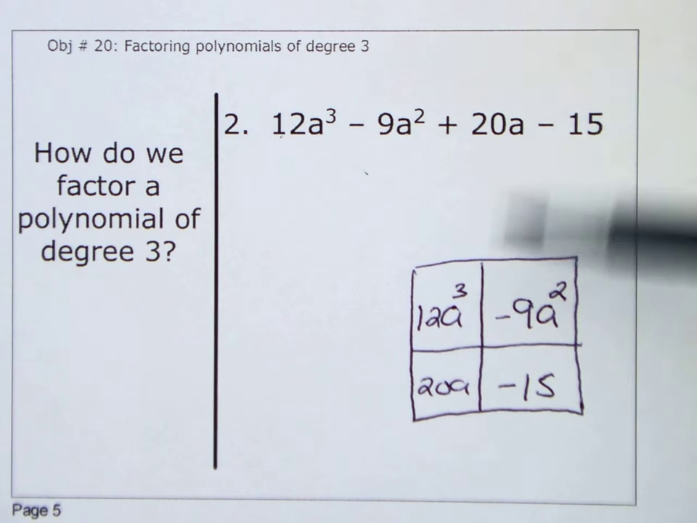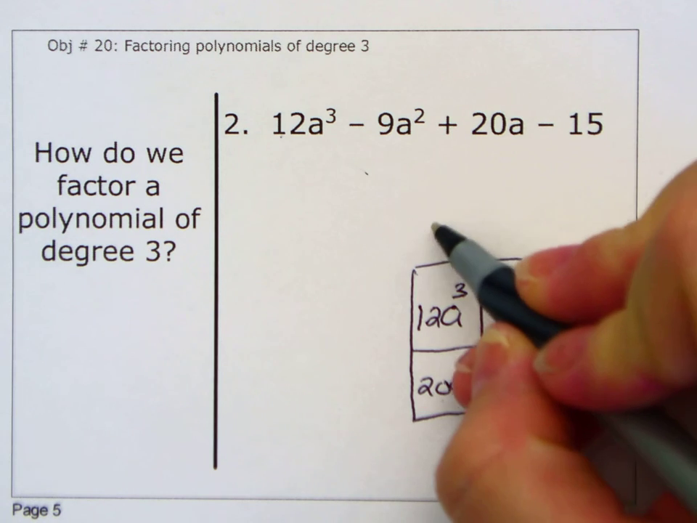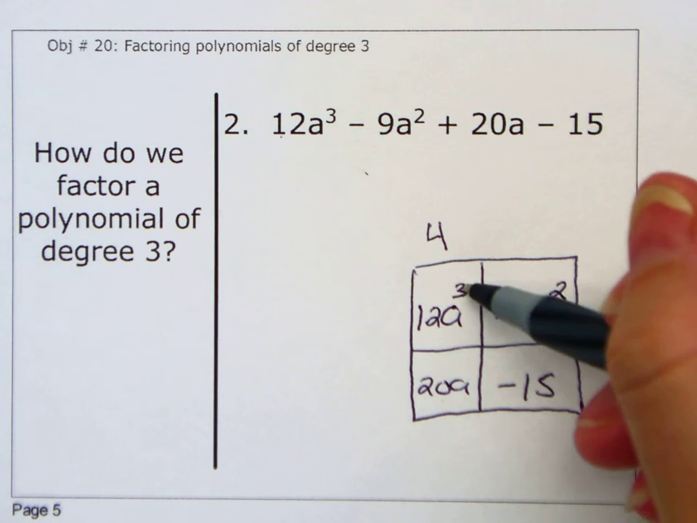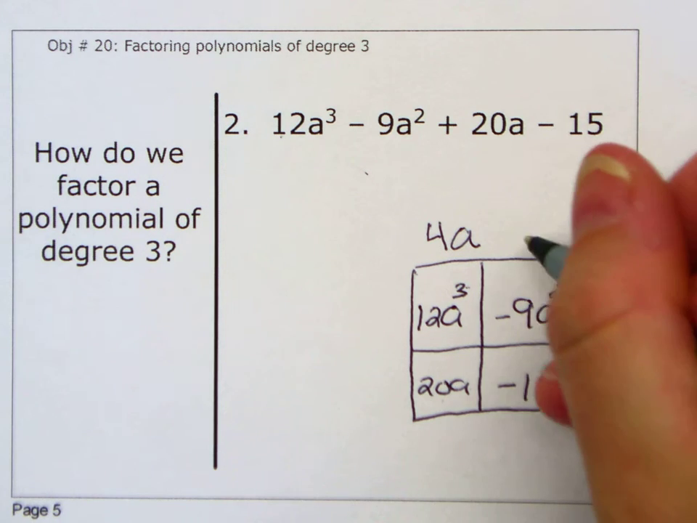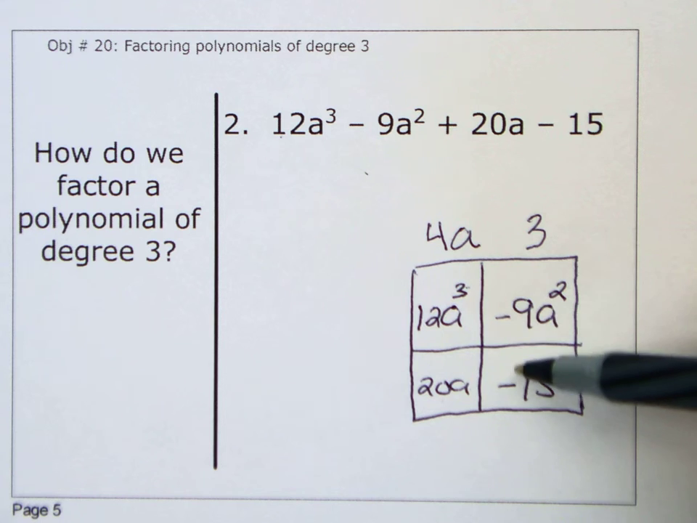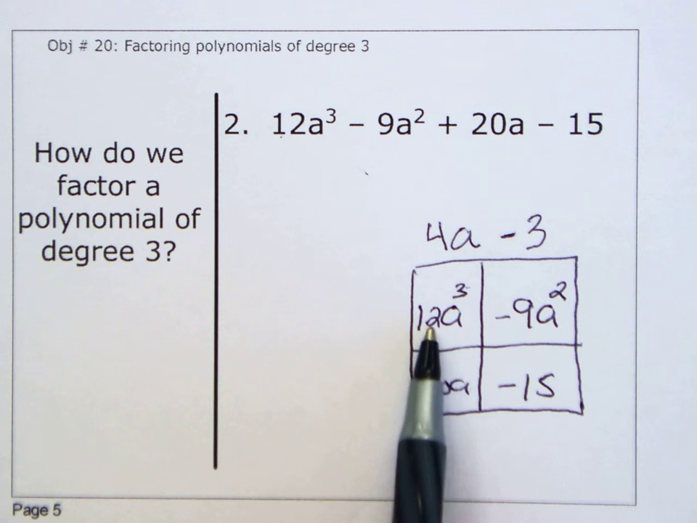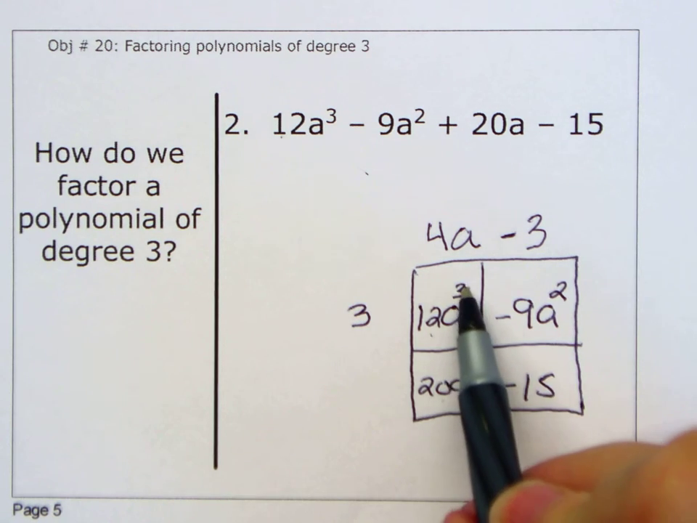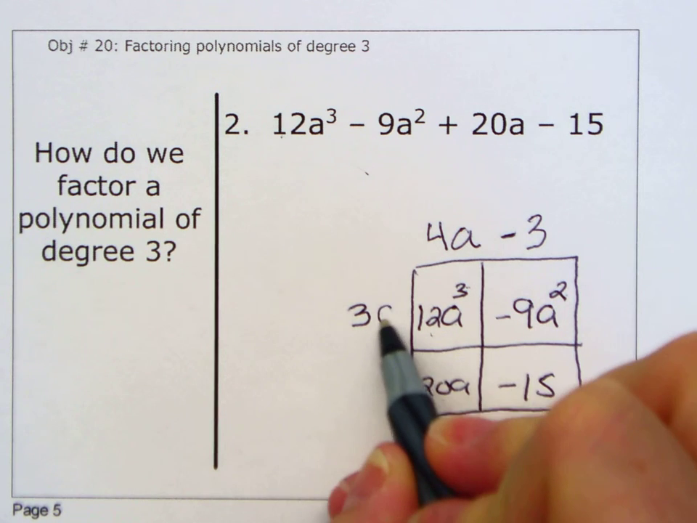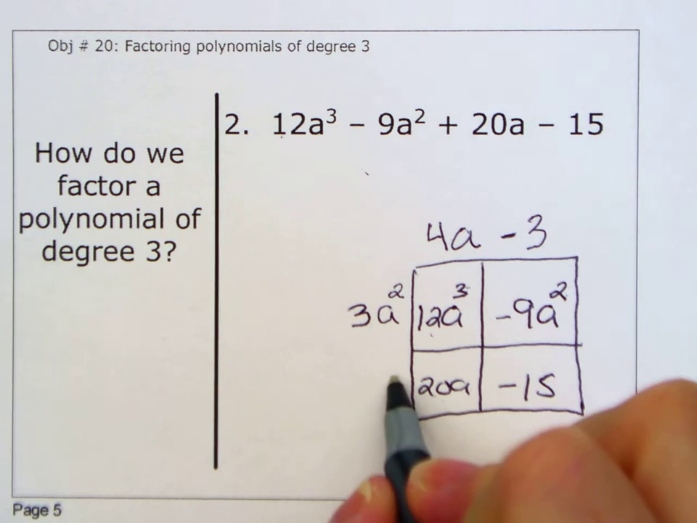Now this one's a little trickier. What goes into 12 and 20? I think it's 4. And then we have a cubed and a, that's a. 9a squared and 15, that's a 3. Now, what did I say the rule was? When you see 2 negatives, you put a negative. Now, left and right. 12 and 9, that's a 3. A cubed and a squared, take the smaller one, a squared. 20 and 15 is 5.